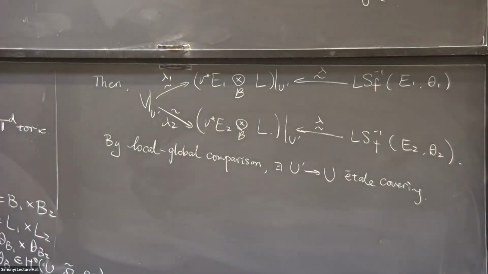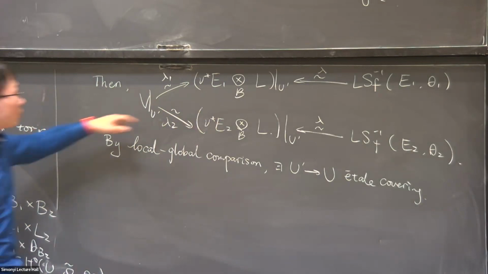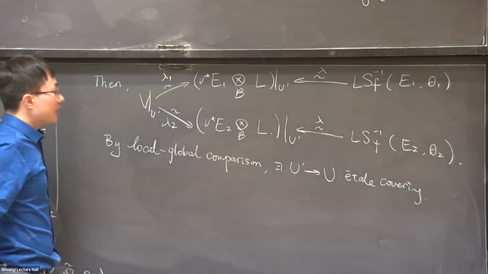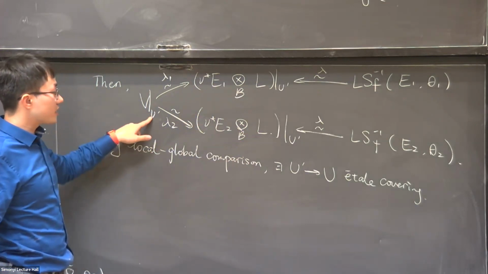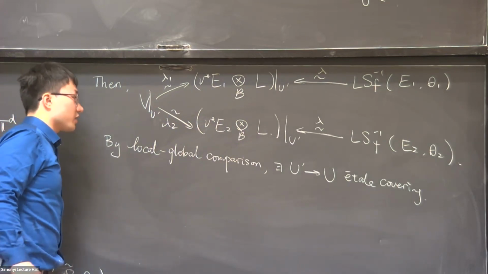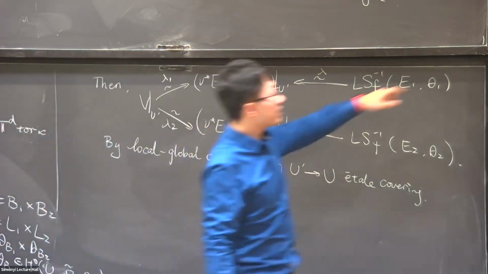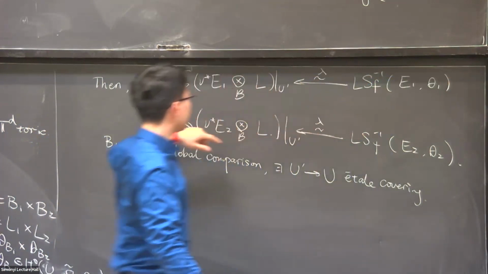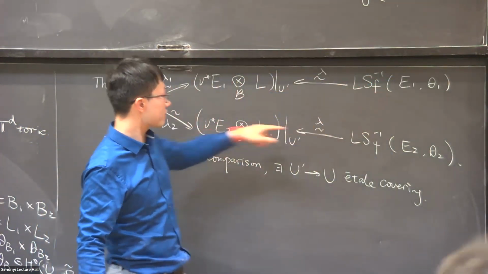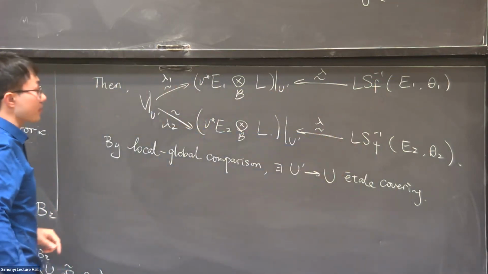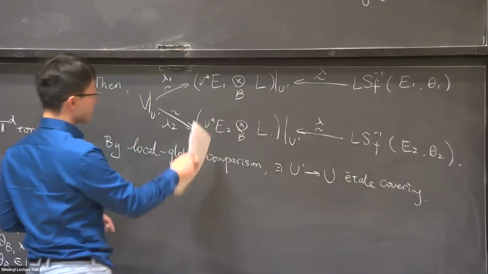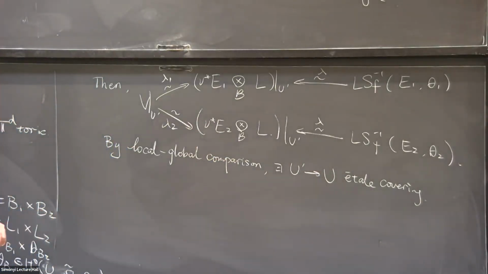So after making these simplifications, we may assume B1 is equal to B2 and L1 is equal to L2. And by restricting our U to a further étale cover, then by local-global comparison, we know that this is isomorphic to the local correspondence, and this is also isomorphic to the local correspondence. And this is a natural isomorphism because we only vary E1 and E2. Okay?